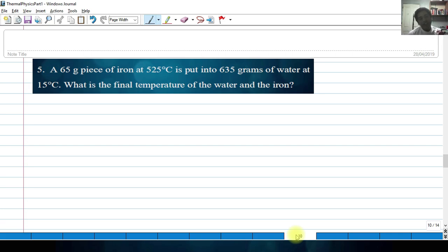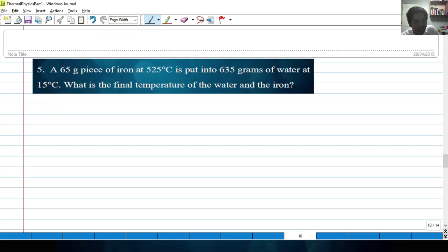So if the iron is to be put inside the water, then after some time, there should be a thermal equilibrium existing between these two objects. In other words, the temperature of both the iron and the water should be the same. Okay? So that's thermal equilibrium. So again, we have to write the given.